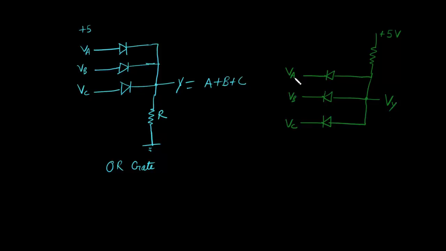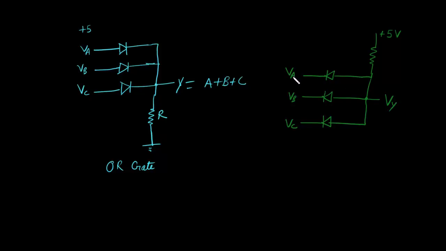Whenever a voltage across any VA or VB or VC becomes zero, then this diode will become forward bias, as this voltage at cathode is plus 5 volt. So if any one of them becomes zero, then output will become zero, because it is forward bias, it is zero here, so it will be a short circuit, and we get VY as 0. So all must be ones.